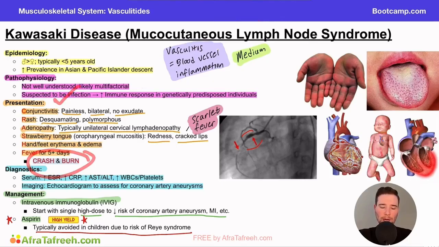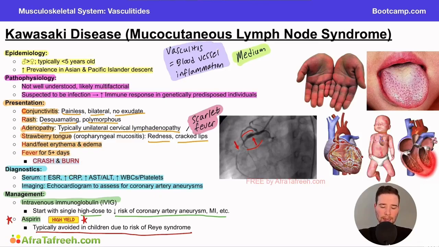But the key here is the presentation, right? You want to remember this memory aid, CRASH and BURN. CRASH: conjunctivitis, rash, adenopathy, strawberry tongue, and hand/feet erythema. BURN standing for the fever, which is often greater than 5 days. Elevated serum markers are going to show increased CRP, ESR, along with LFTs and WBCs/platelets.